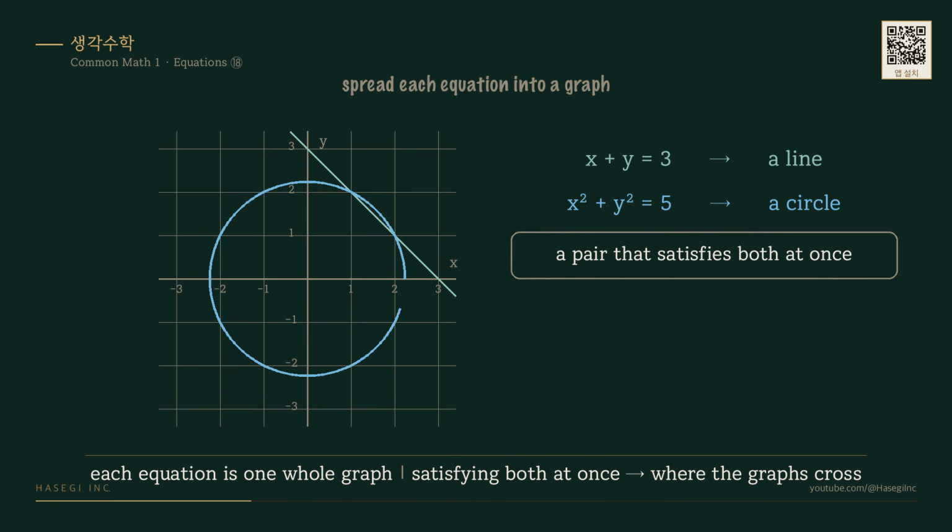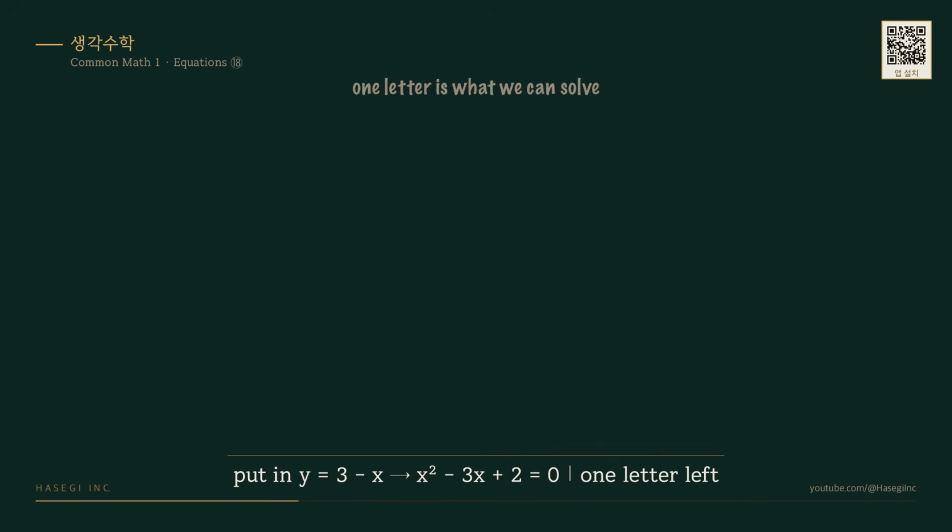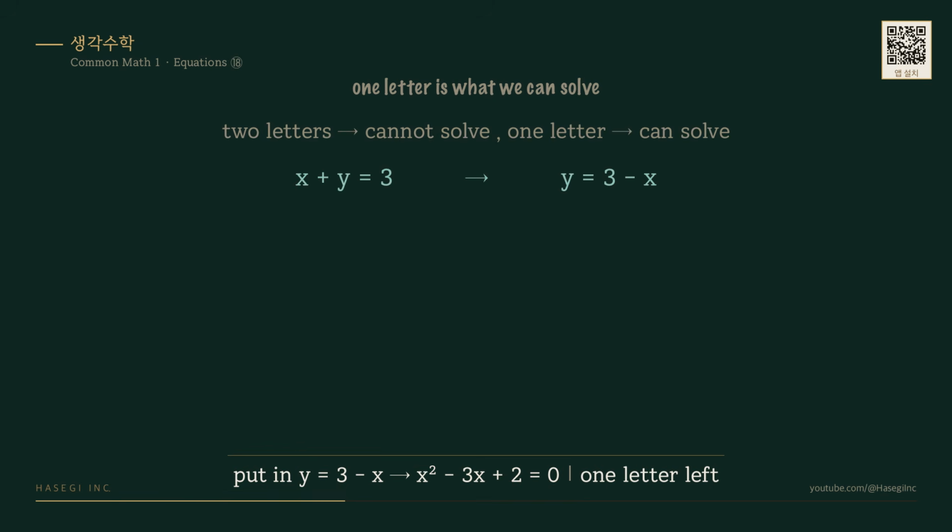A pair that satisfies both at once must lie on the line and on the circle at the same time, so the answer is where the two graphs cross, right here in two places. Let us find those coordinates by hand. The trouble is that there are two letters, and the only equations we know how to solve carry one, so we peel off the simpler equation.